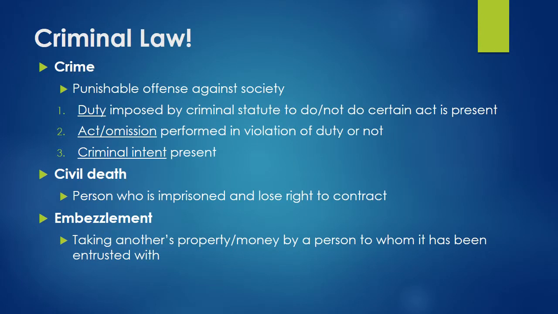Criminal law. A crime is a punishable offense against society. For something to be a crime, one, a duty imposed by criminal statute to do or not to do a certain act is present. Two, an act or omission is performed in violation of that duty. Three, criminal intent is present.